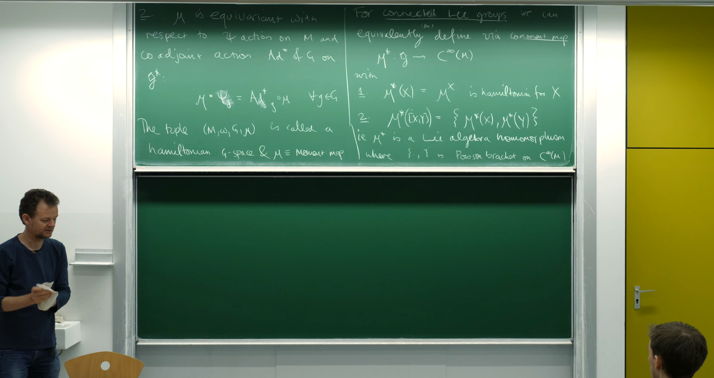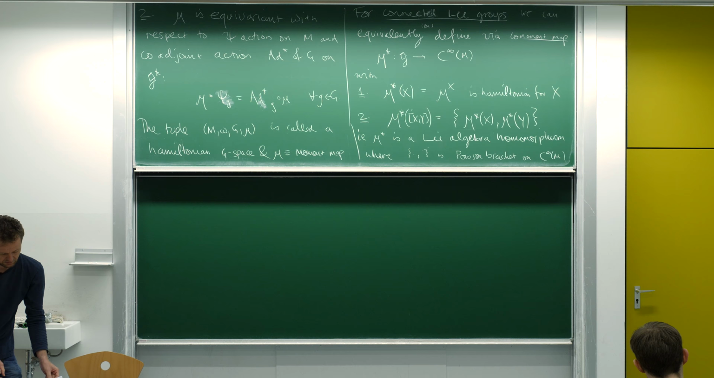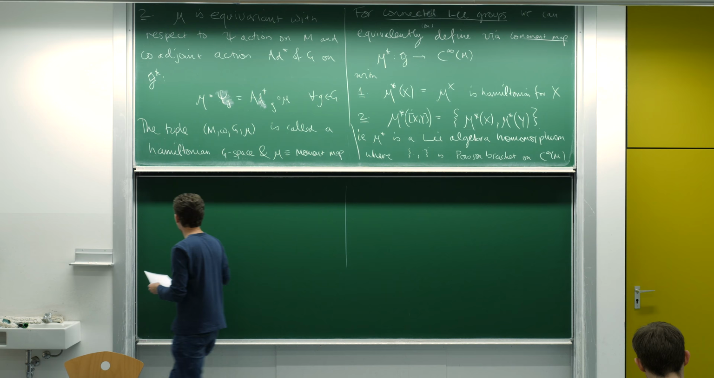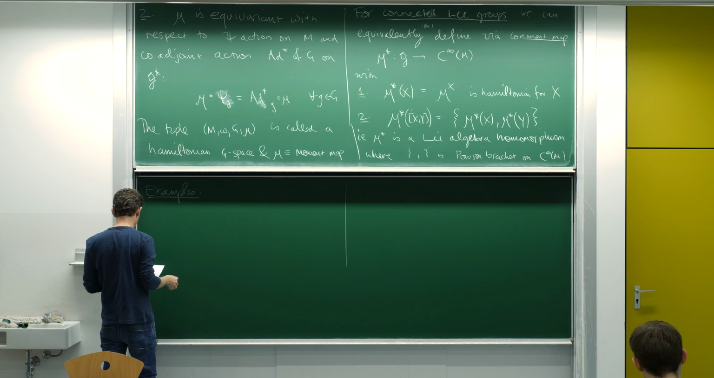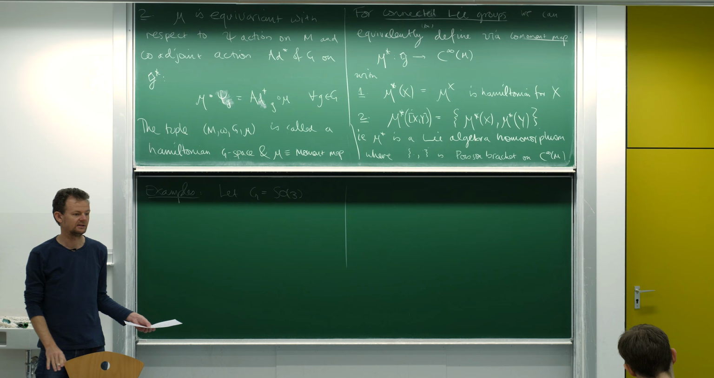So let's show some examples to prove to you that it can be a useful concept and actually that there exist non-trivial examples. So the first place we'll go looking for a non-trivial example is the simplest Lie group we know that isn't trivial. That's SO3.